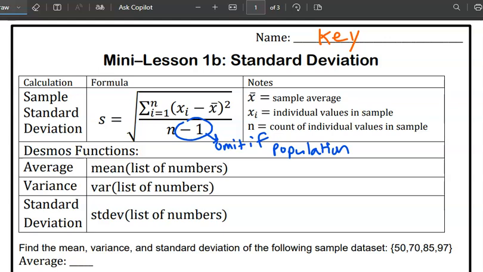The Desmos functions that would be useful here: to find the average, you type in mean and then parentheses, list the numbers. Or you could put a table and then refer to the list of numbers as x1, for example. For variance, you'd have VAR, parentheses, list of numbers. If you want the variance of a population, instead of VAR, you put VARP. And for standard deviation, if you want it to be a population, you put STDEVP. You'd still have that list of numbers.